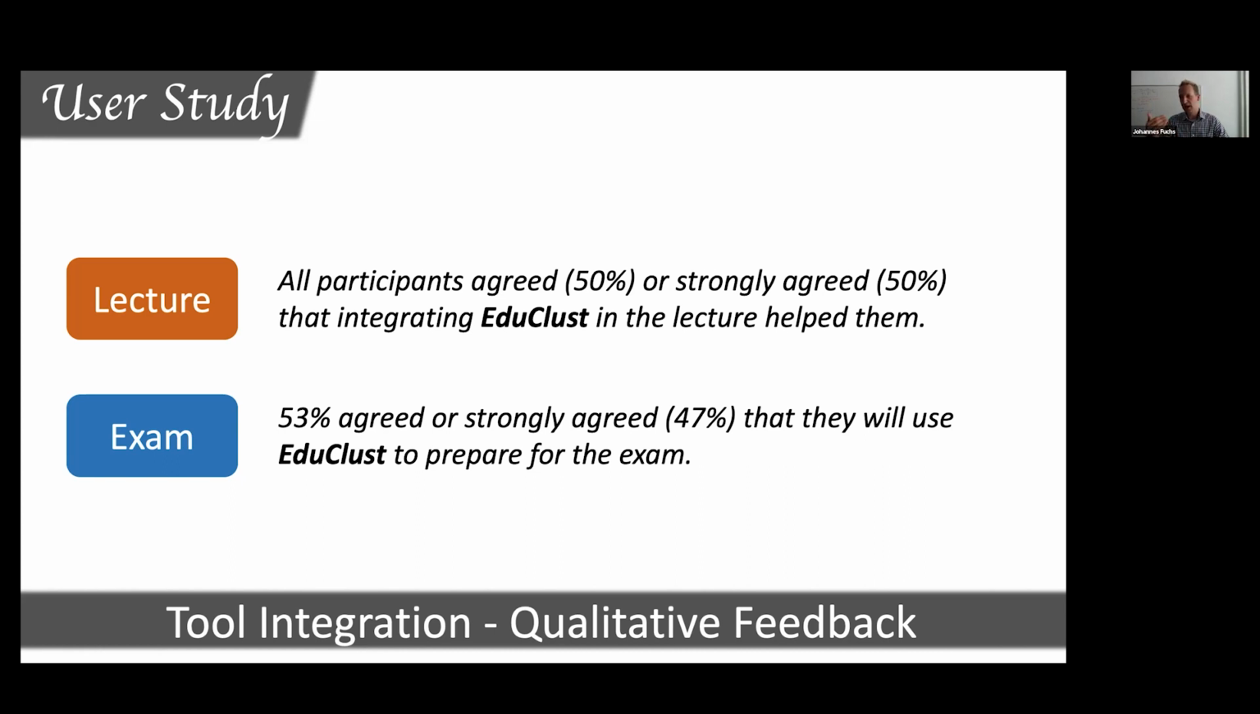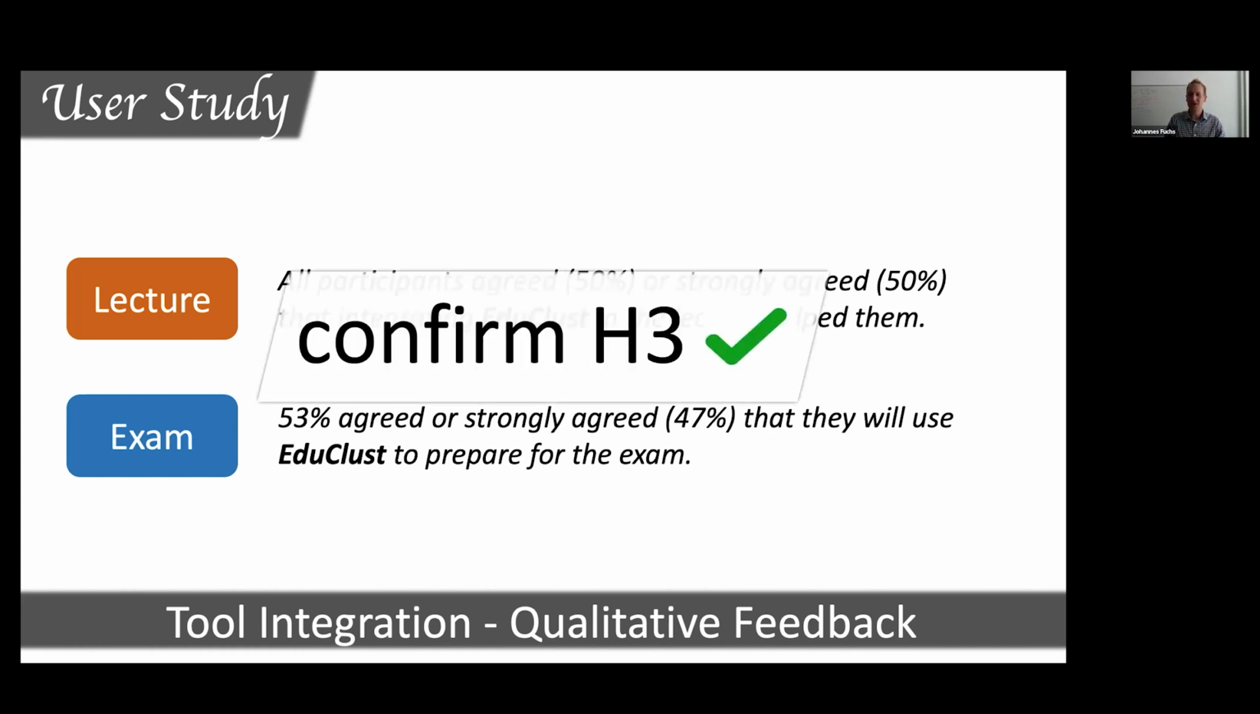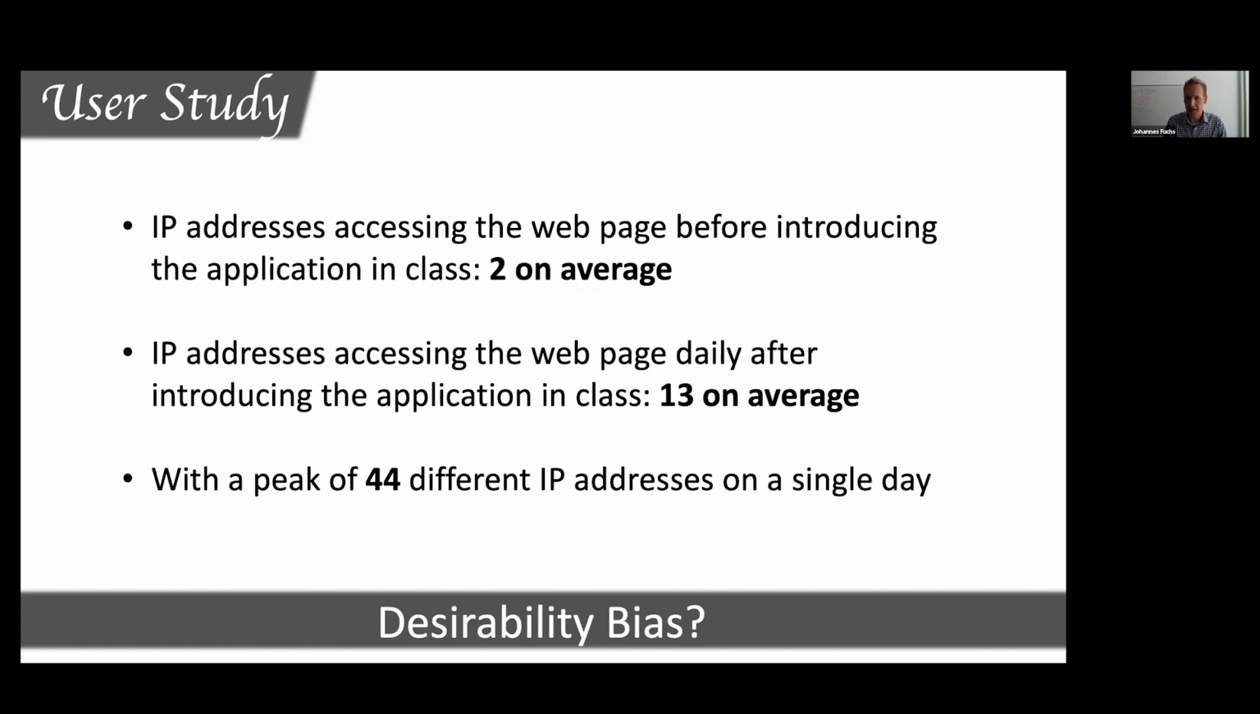Now, of course, you could argue this is just something that people tick because they want to finish the questionnaire, and perhaps they like the lecture and that's why they say they will use the software, but they won't use it anyway. That's why we can just look at the numbers and check what our server logs look like. Before introducing the software, we have on average an access of 2 different IP addresses on our server, and these 2 IP addresses are basically the 2 people implementing and testing the software.